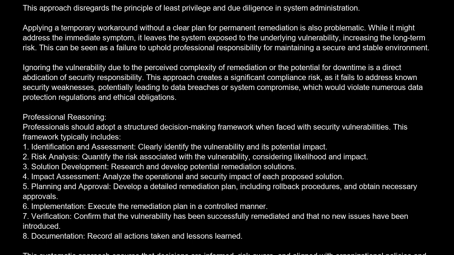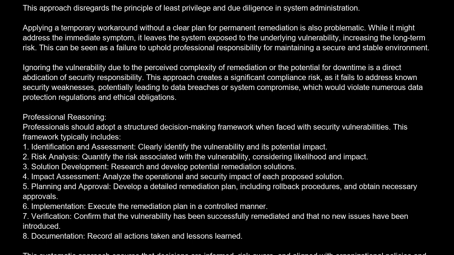Ignoring the vulnerability due to the perceived complexity of remediation or the potential for downtime is a direct abdication of security responsibility. This approach creates a significant compliance risk, as it fails to address known security weaknesses, potentially leading to data breaches or system compromise, which would violate numerous data protection regulations and ethical obligations.